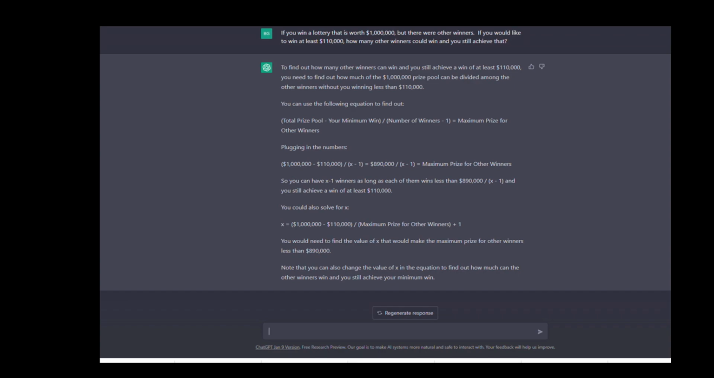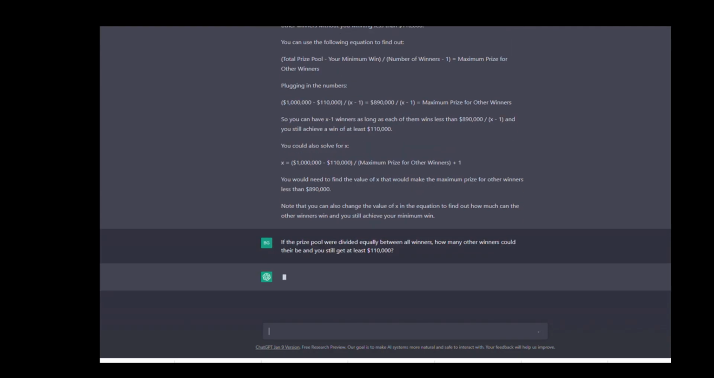You could also solve for X. X equals $1 million minus $110,000, divided by maximum prize for other winners, plus 1. You would need to find the value of X that would make the maximum prize for other winners less than $890,000. Note that you can also change the value of X in the equation to find out how much can the other winners win and you still achieve your minimum win.